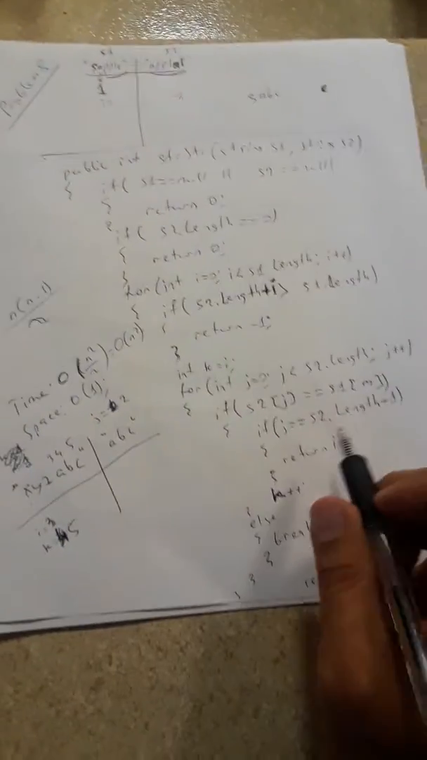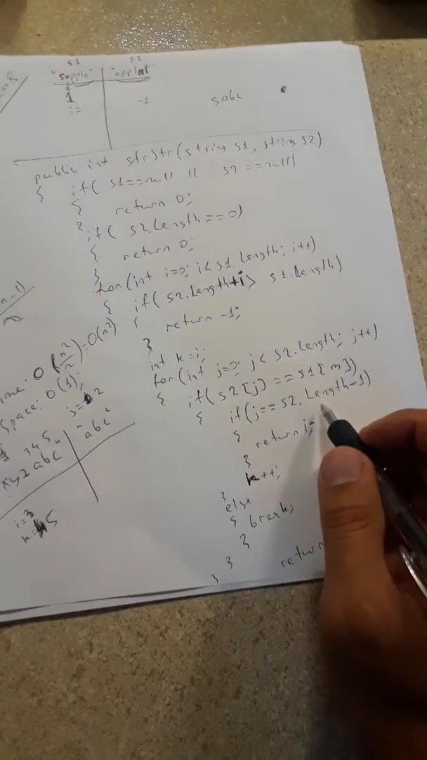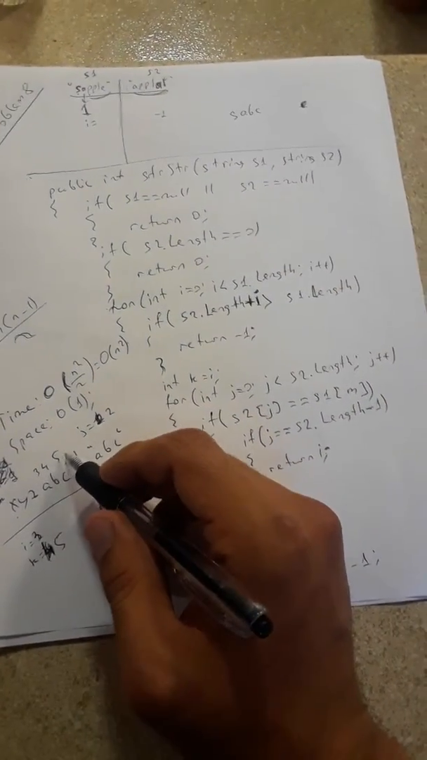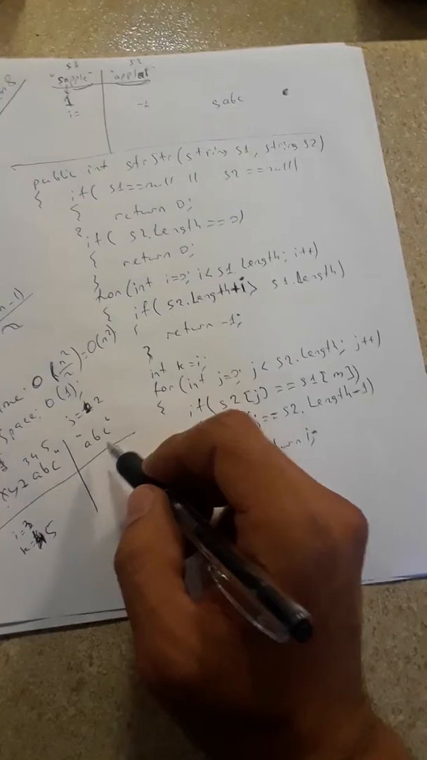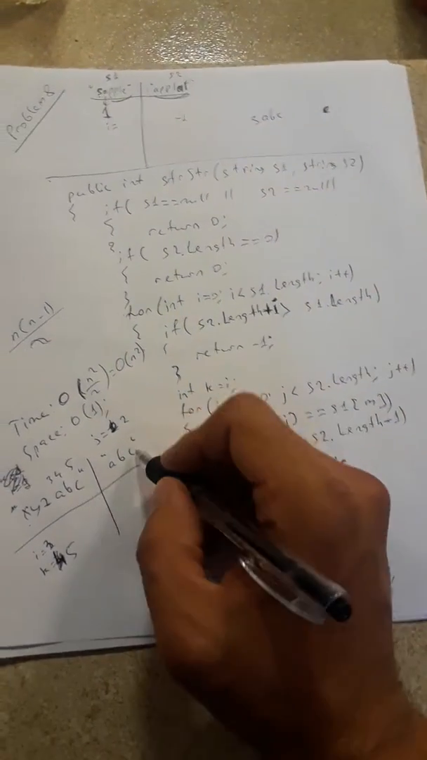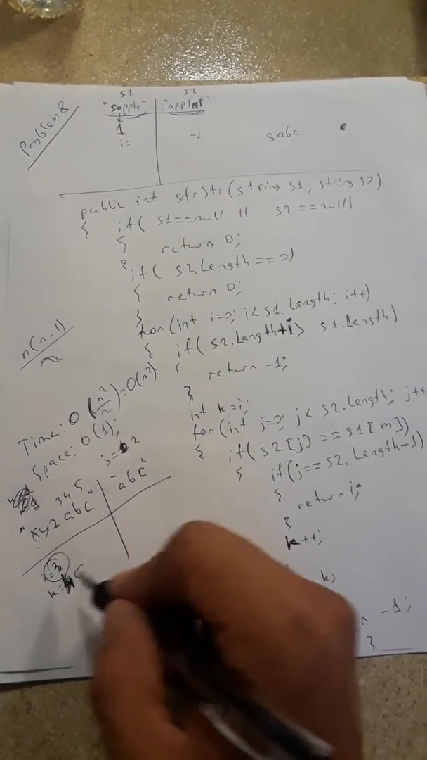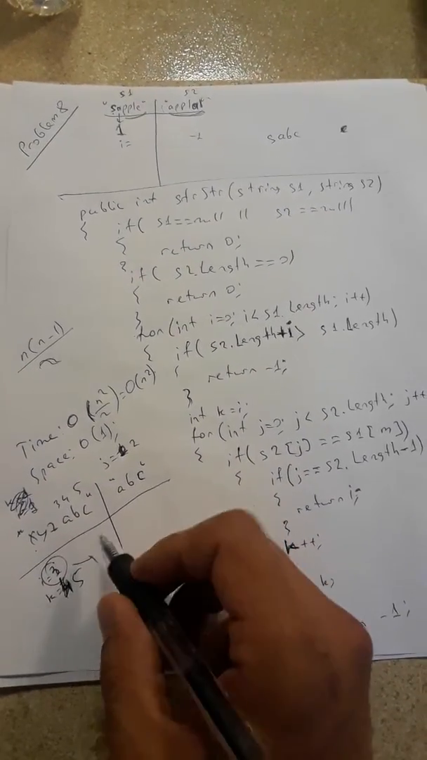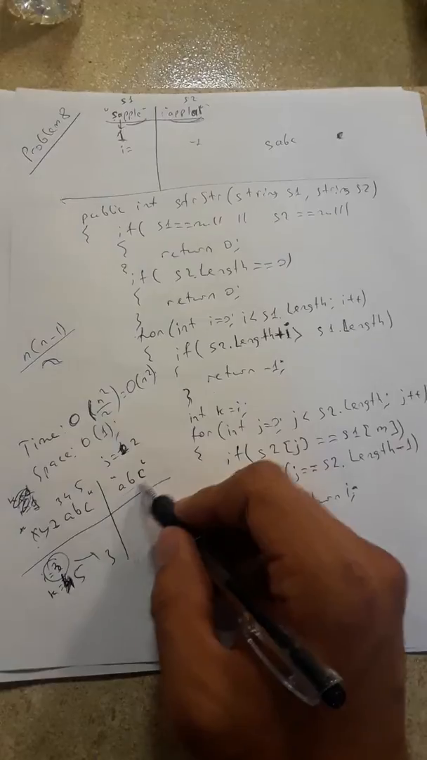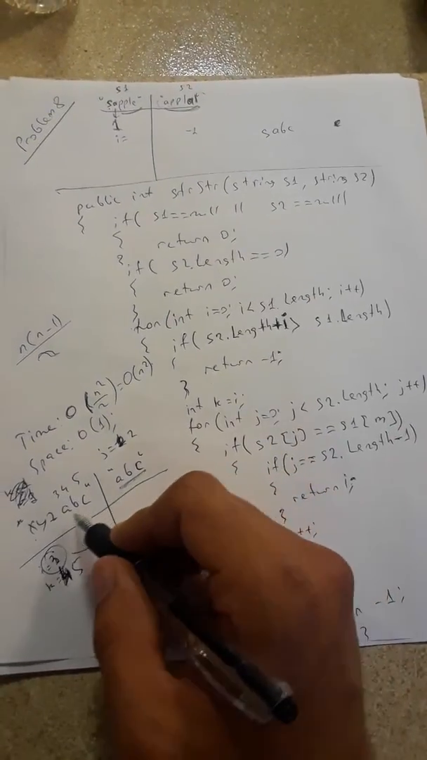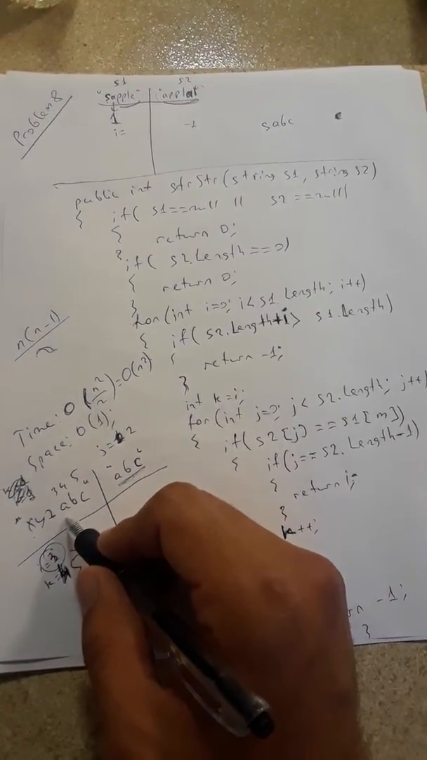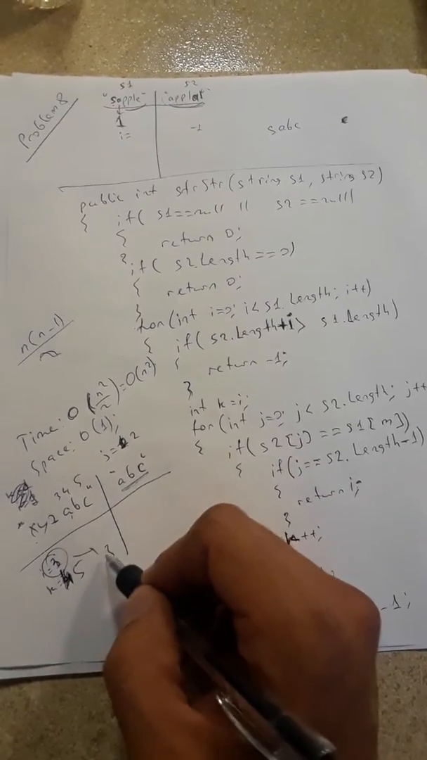And once we see that the elements from the two strings are equal to each other, and we reach the last element of our second string, we'll just return the i value. So meaning that our second string appeared in our first string starting from the third index.